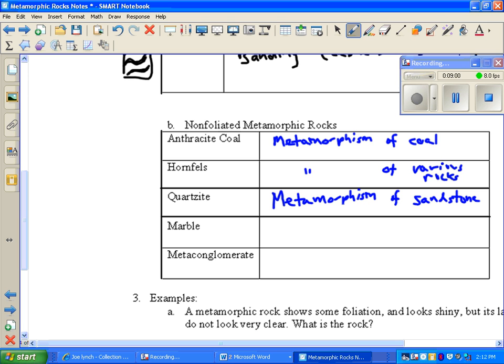Okay, the next one down is marble. That's metamorphism of limestone. Or dolostone. If it's limestone, it's going to have calcite in it, so it might fizz in acid. And the last one, metaconglomerate, is metamorphism of conglomerate. Now, these are all going to look similar to the rock they came from, but because they've been squeezed under pressure, they might be a little bit harder.